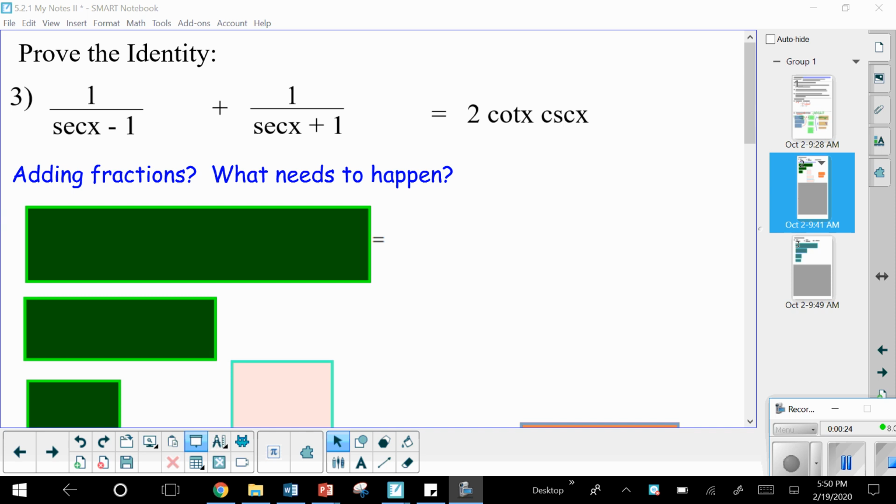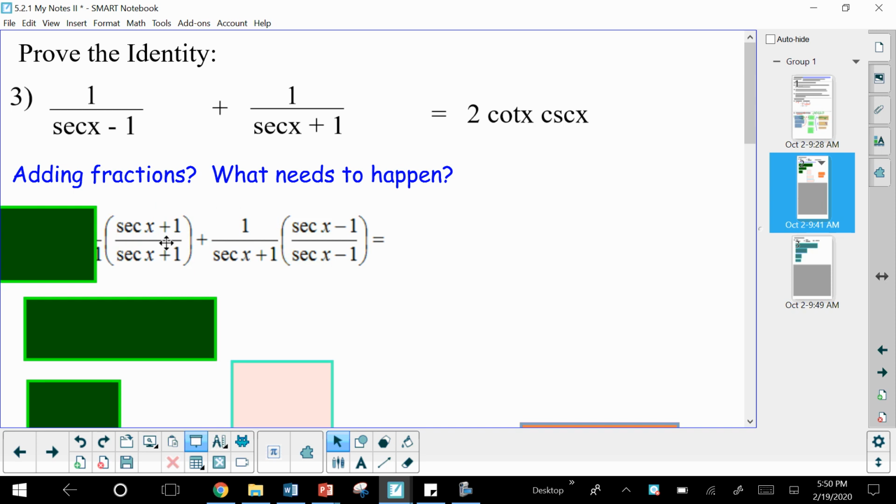So what do I do on the left-hand side when I want to add fractions? What needs to happen there? Well, we got to get common denominators. Since none of my denominators can factor, when I get ready to find the LCD, it's actually going to just be each piece of our denominator, so each factor in there. So we're going to multiply top and bottom by the LCD.